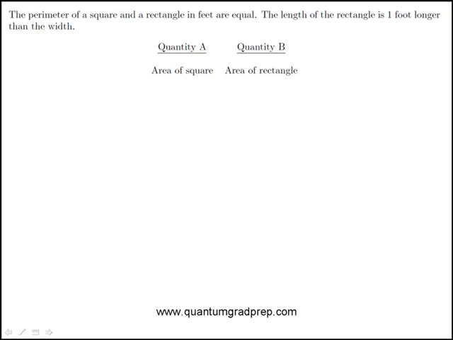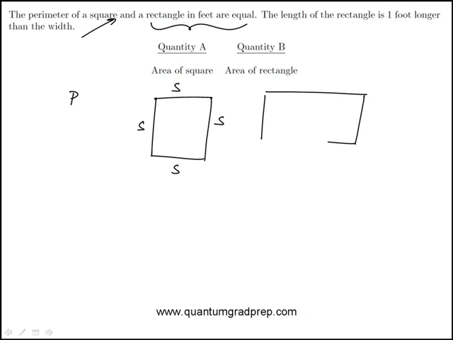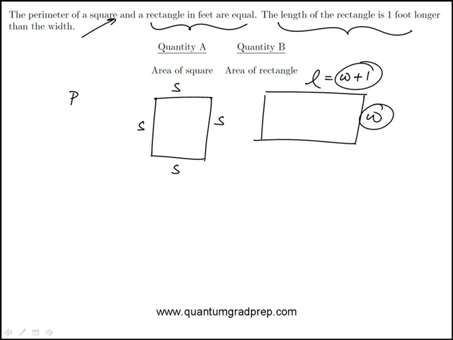So in this problem, we're told that the perimeter of a square and a rectangle in feet are equal. So let's call that perimeter P, and the key thing would be for the square, the dimension of each side is S, and we'll do the same thing for the rectangle. Length is L, width is W. And we're told that the length of the rectangle is 1 foot longer than the width, so L is W plus 1. In fact, we can just work with W.